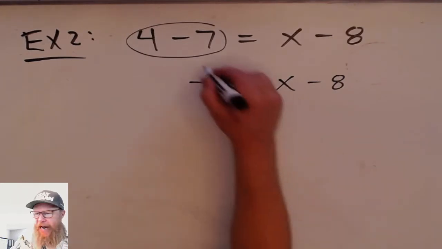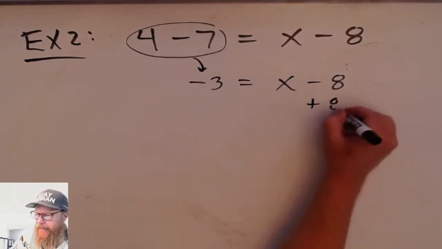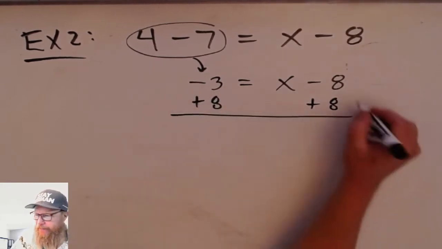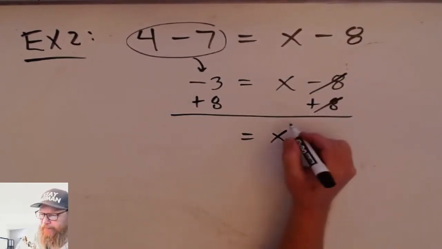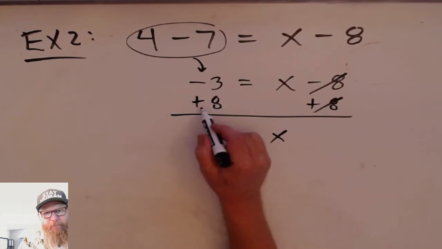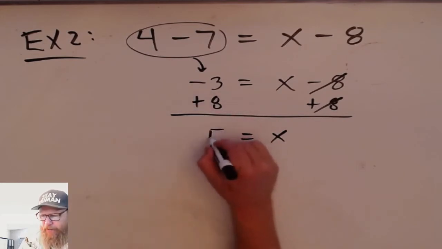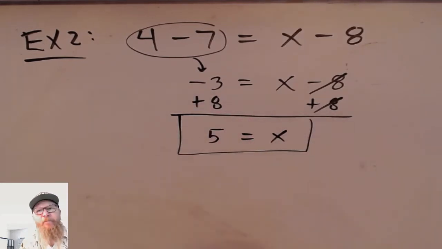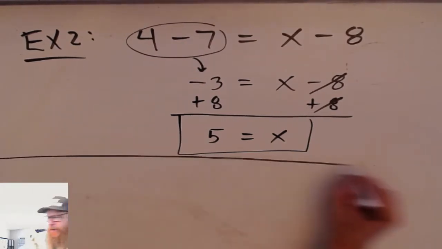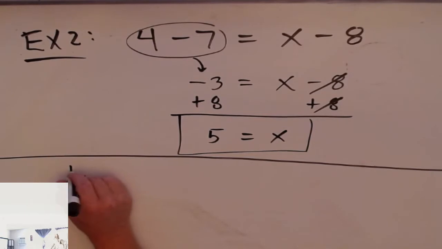And then we're going to add 8 to both sides. Now, negative 3 and positive 8, when you add them, you get positive 5. I bet you we could squeeze another one in here.